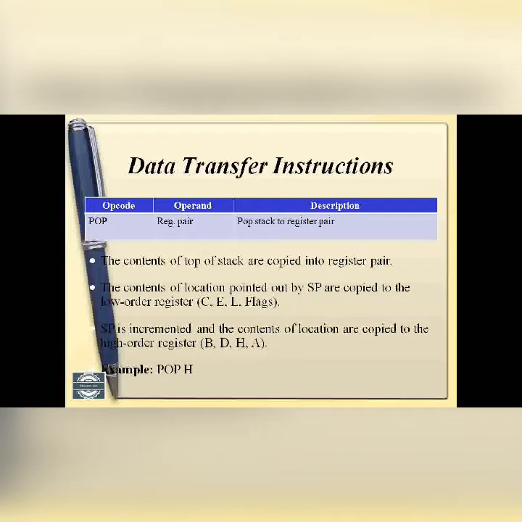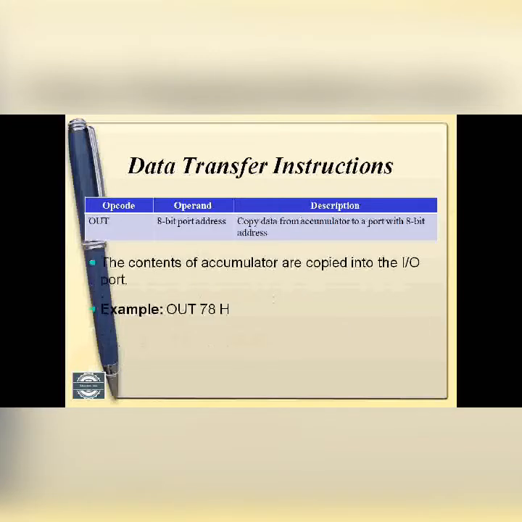Now POP is for popping the stack register pair. So PUSH and POP are the stack operations, you are familiar with that. So here also data is transferred by this type of instructions in 8085. Now OUT: this copies the accumulator into the port with an 8-bit address. Here the content of the accumulator is copied into the I/O output port with the opcode OUT.